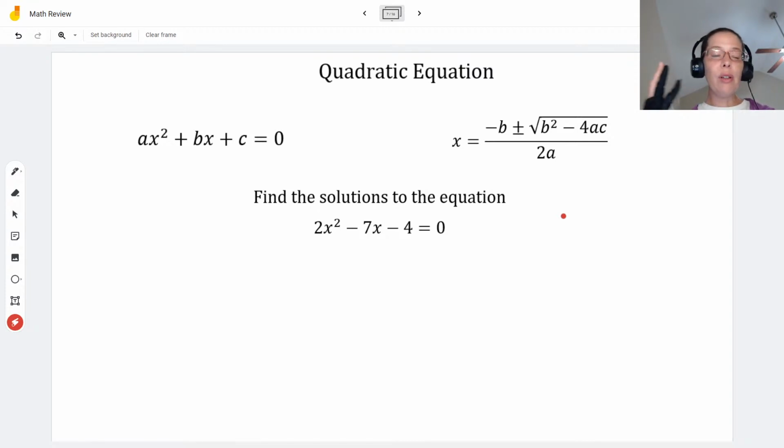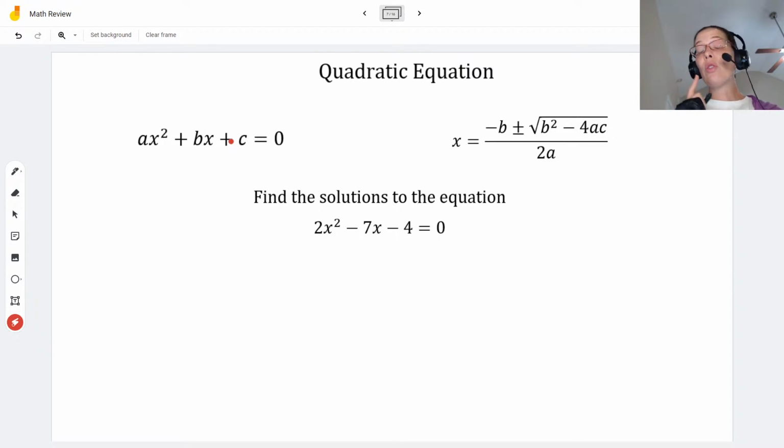There are a couple of characteristics that I want to point out about quadratic equations. First, we generally write them in the form where you have your x squared term first, then your x term, and then your constant. Now this a, b, and c are just the numbers in front of your x squared and your x, and of course c is just your constant. It doesn't have a variable with it.